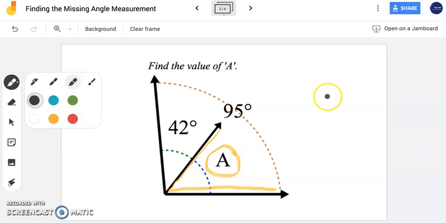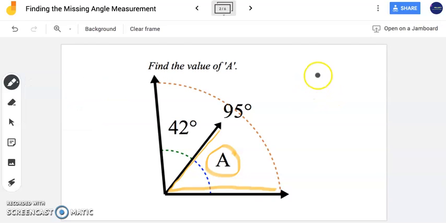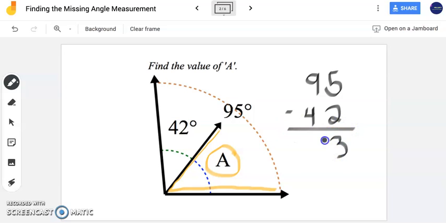So what I'm going to do is first take that total amount, which is 95 degrees, and subtract 42 degrees, which is the piece that I have. Notice I'm setting this up on the side of my paper so I can easily do this subtraction. I get 53 degrees. That's telling me that the value of A is 53 degrees.